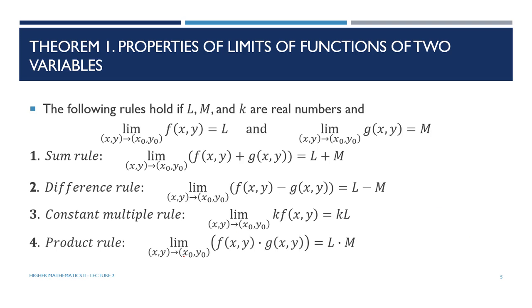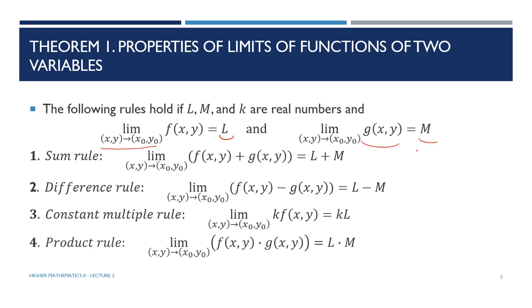Limit of a constant. Here is Theorem 1, which tells us the properties of limits of functions of two variables. These rules are the same as for limits of single-variable functions. We've learned in the previous course, Higher Mathematics 1, there were 7 rules, all of them applicable here. Now we'll see how it works and why it works. The following rules hold if L, M, and k are real numbers, and the limit when the point x, y tends to x0, y0 of the function f of x, y is L, and the limit of the function g of x, y when the point x, y tends to x0, y0 is M.